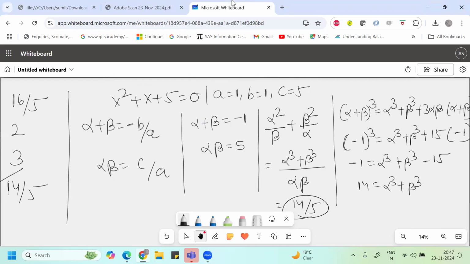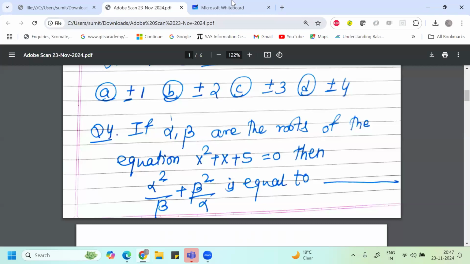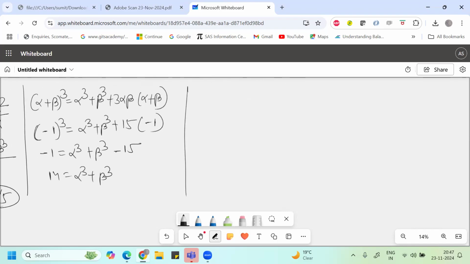So this is the question: x square plus x plus 5 is equal to 0. Once you understand this, in this equation, you know that the quadratic equation is in this form, x square plus bx plus c is equal to 0. Please tell me yes or no.